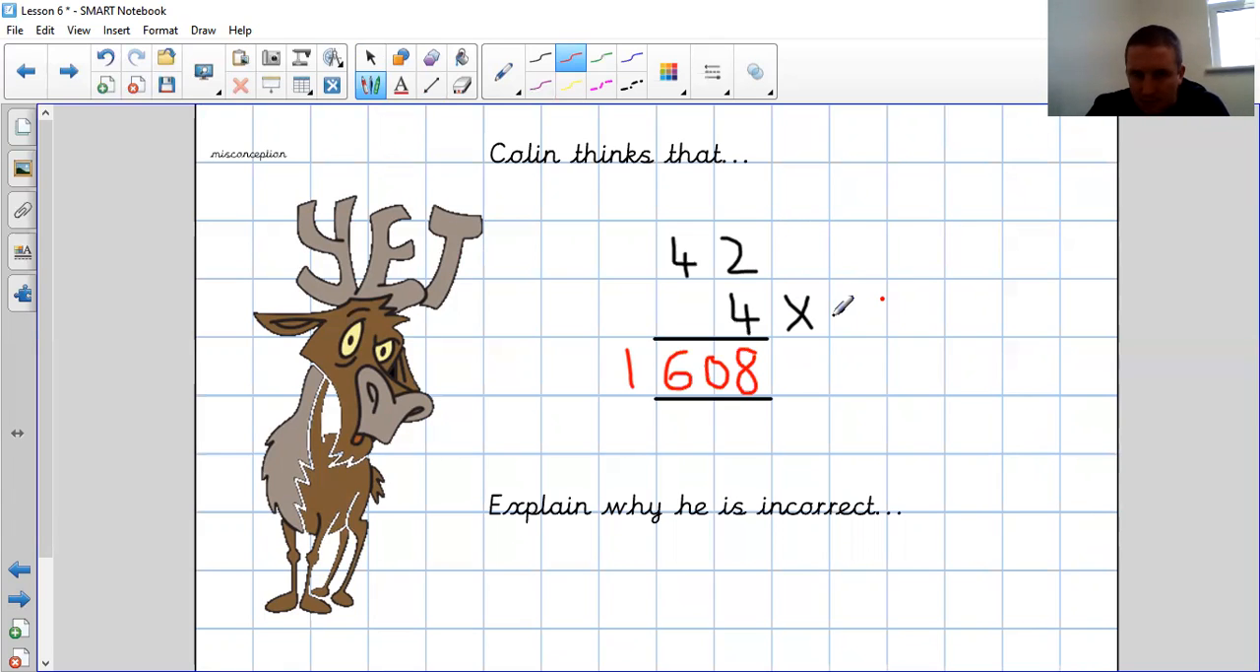So let's just go through it and see where he's made a mistake. Let's start with the ones. 2 times 4, is he right? Well, yes, he is. He's absolutely correct. So where has he gone wrong? The next calculation is 4 multiplied by 40. I'm just going to write that down. 4 multiplied by 40. 4 lots of 4 tens. So let's solve that first.